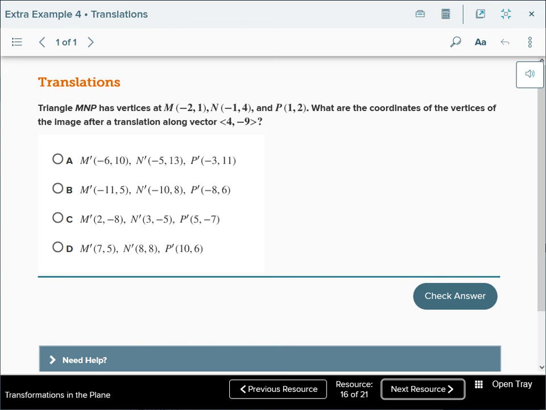Two. Yeah. And then I'm subtracting 9 for each y, right? So negative eight. What's n prime going to be? What's negative 1 and positive 4 give you? 3. What's 4 and negative 9 give you? Negative 5. For p prime, 1 and 4 give you what? 5. 2 and negative 9 give you what? Negative 7.